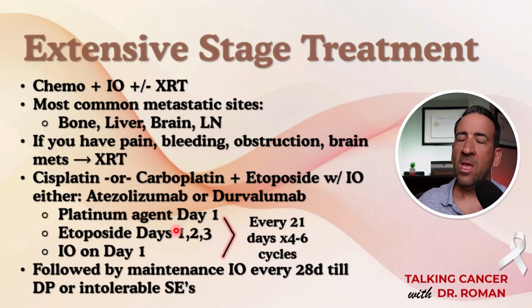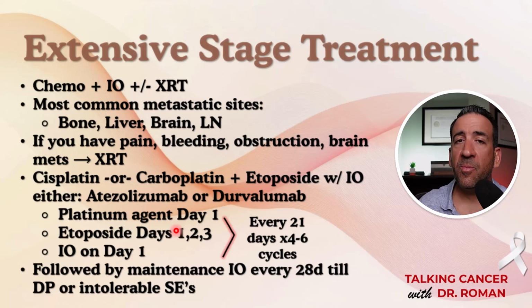In other words, on the first day of treatment, you will receive the 2 chemotherapies, either cisplatin or carboplatin together with the etoposide. You will receive the immunotherapy. And then on the next 2 days, you will receive only the etoposide. All right. And it repeats itself every 21 to 28 days. And we will monitor you.